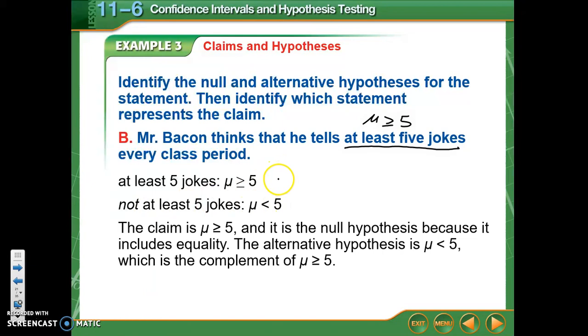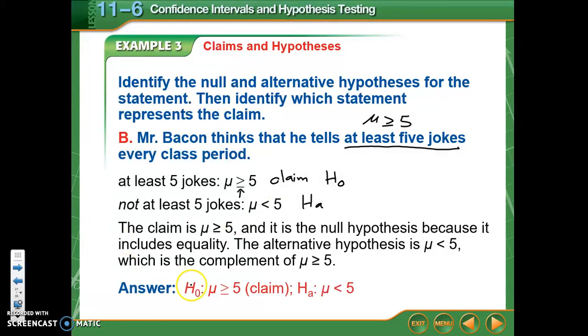So this time, notice that my claim is right here. This is what Mr. Bacon said. And this has to be my null hypothesis because it includes an equality statement. This has to be my alternative hypothesis because it does not include an equality statement. So our null hypothesis is the mu, or our population mean, is greater than or equal to 5.